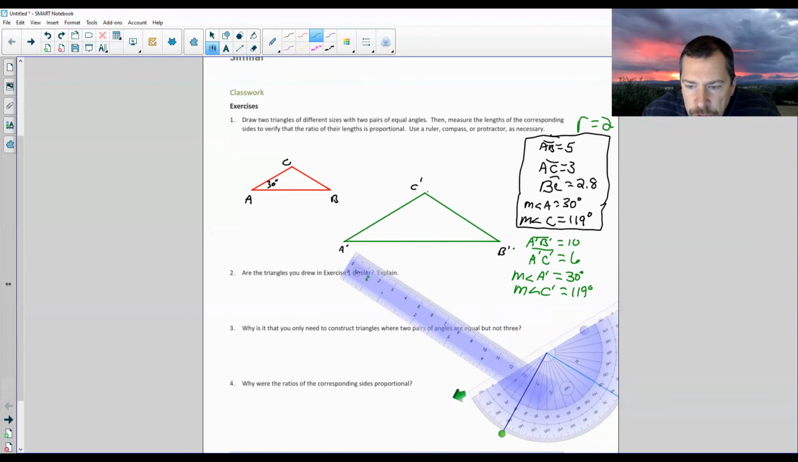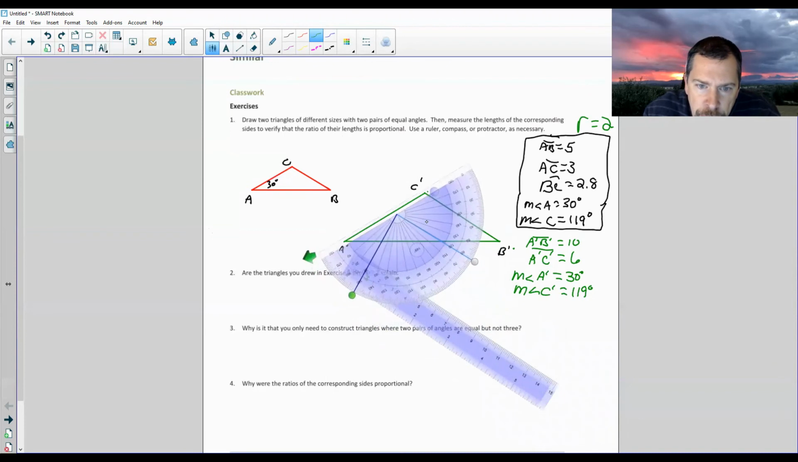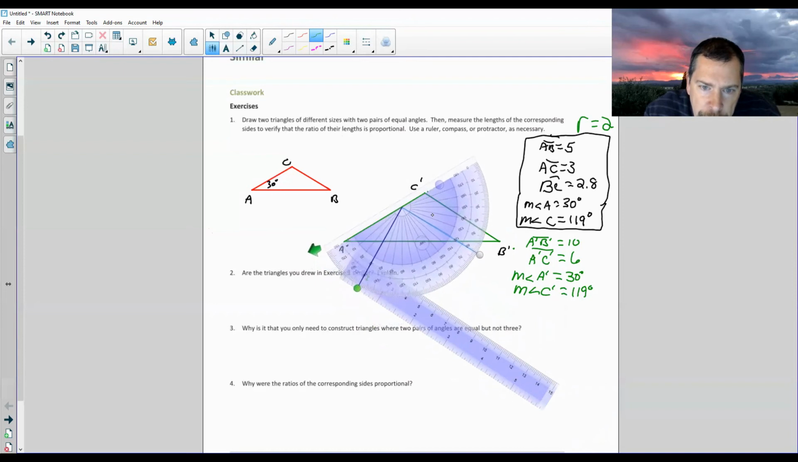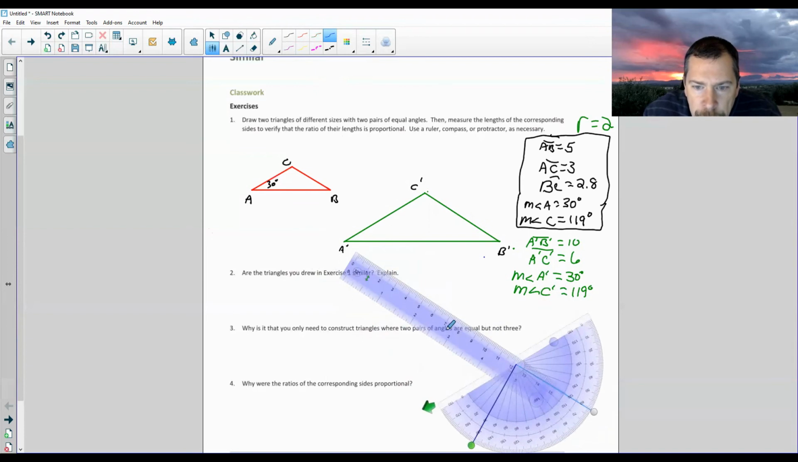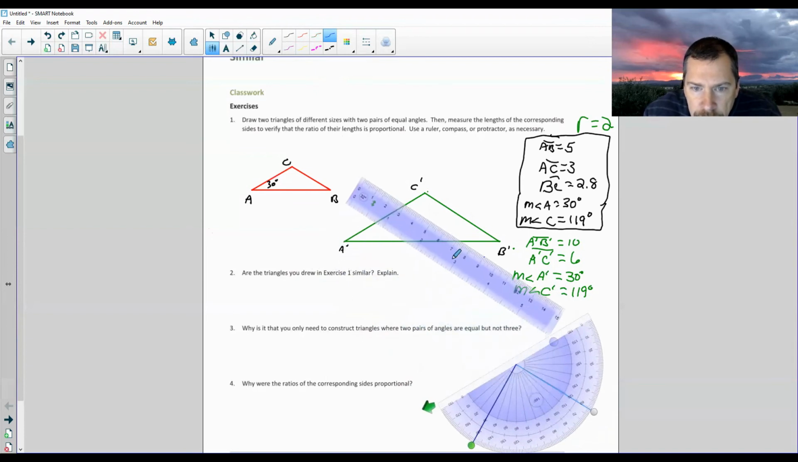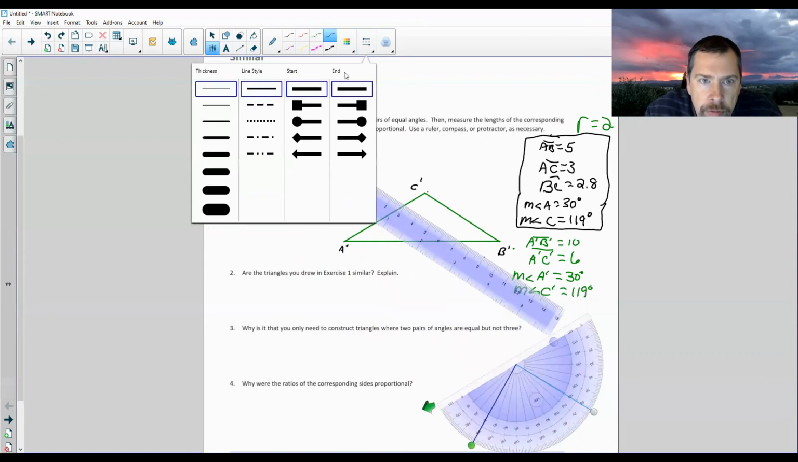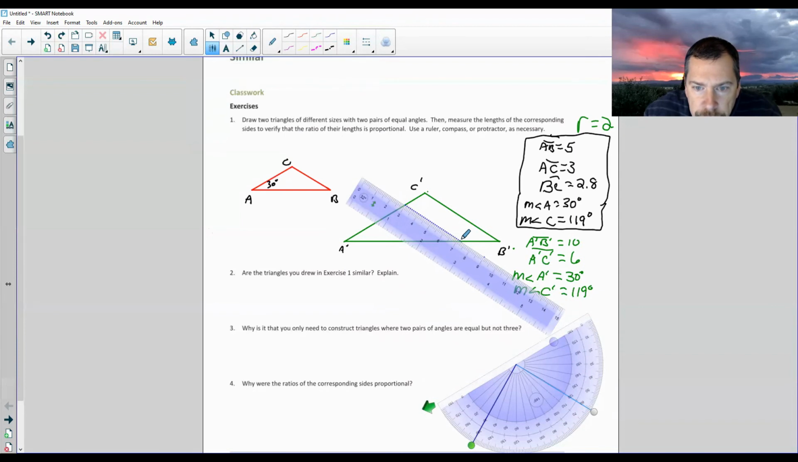The other thing I'm also going to do is put my protractor back on that A prime C prime segment, and anywhere, it doesn't matter. How about right here? And I'm going to draw another segment of a different size triangle at 119 degrees. And what I'm going to do now is draw a segment from here to here.